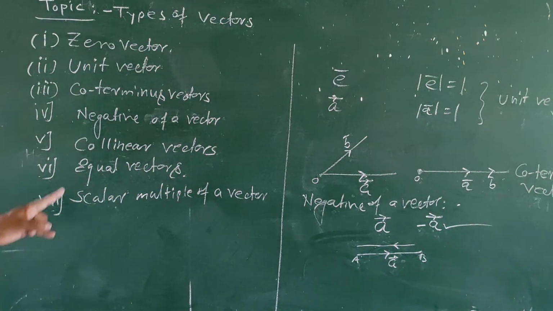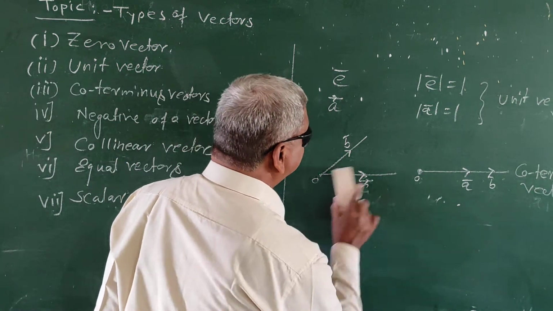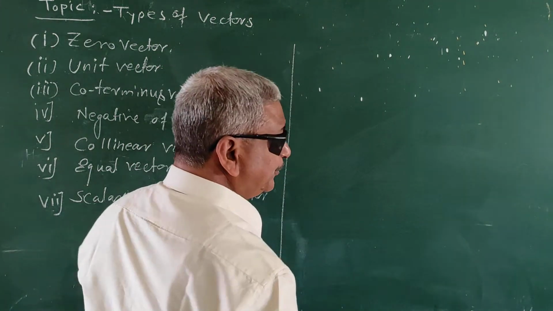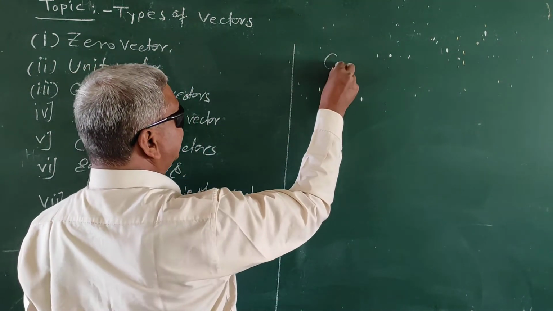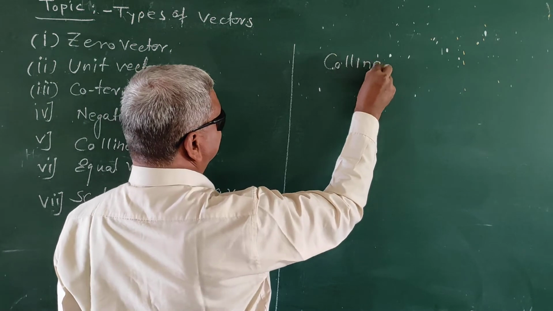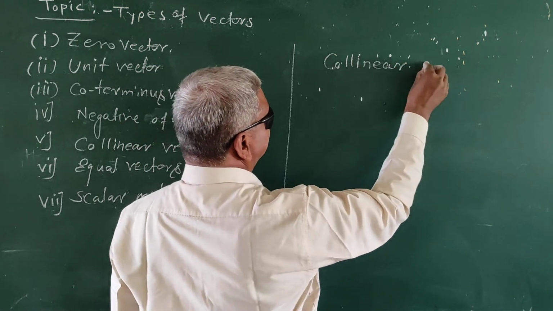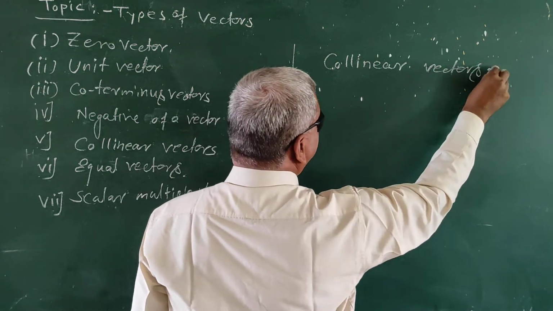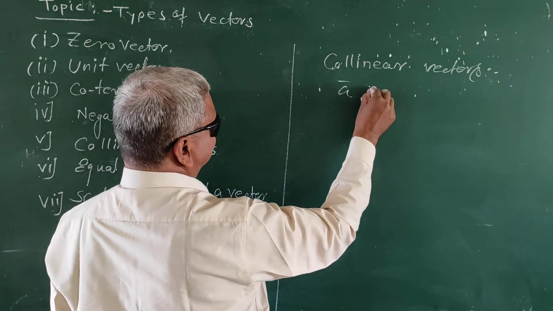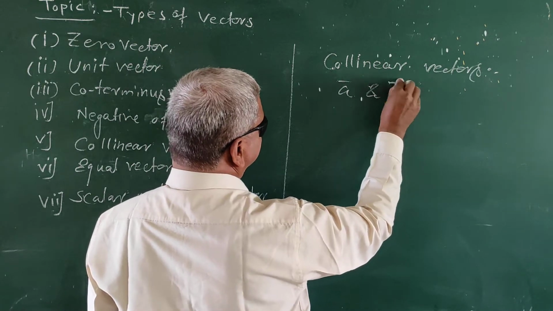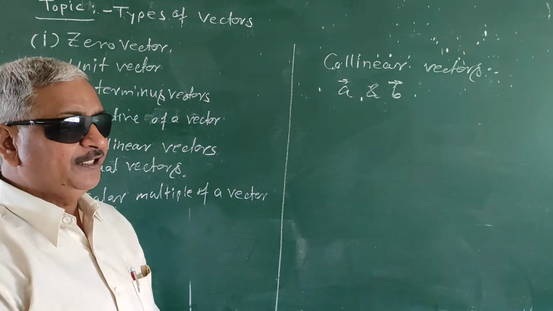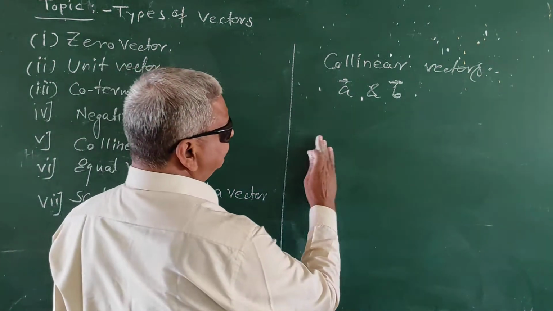Then we come to the collinear vectors. This is a very important part. Two vectors, a bar and b bar, are said to be collinear. So what is meant by collinear? Collinear means along the same direction.